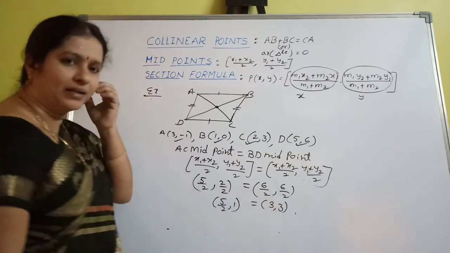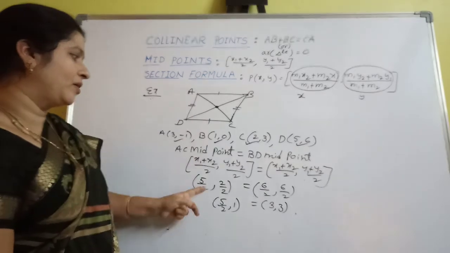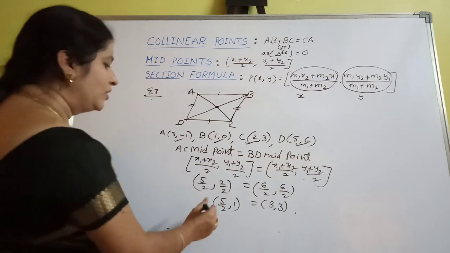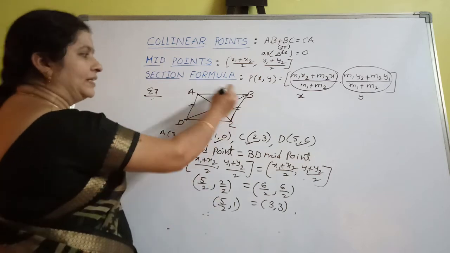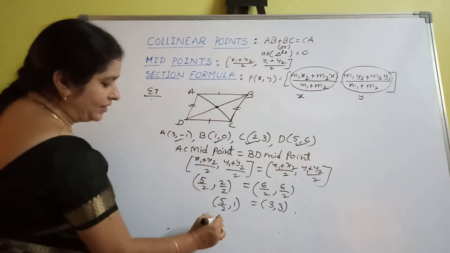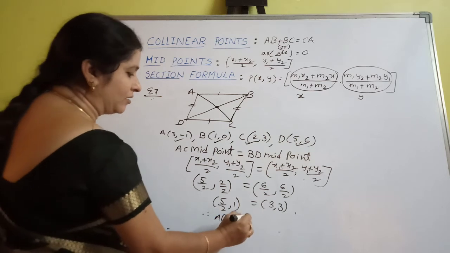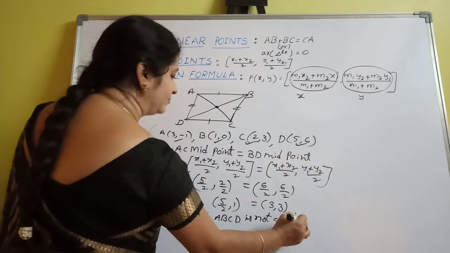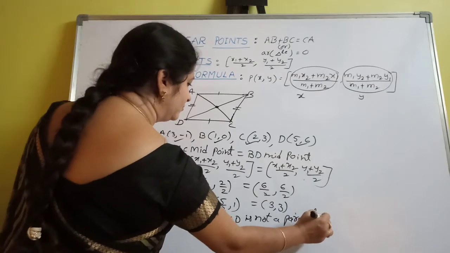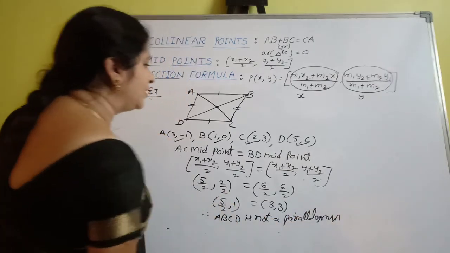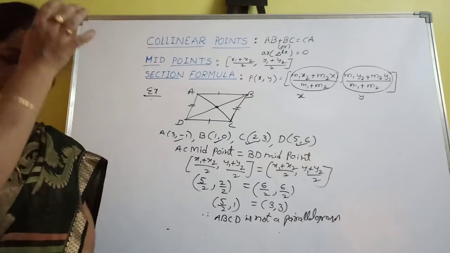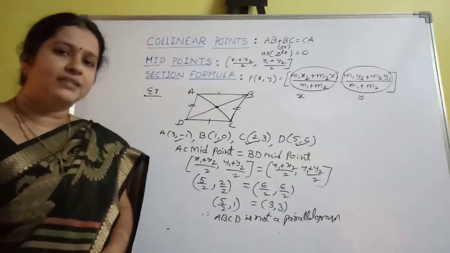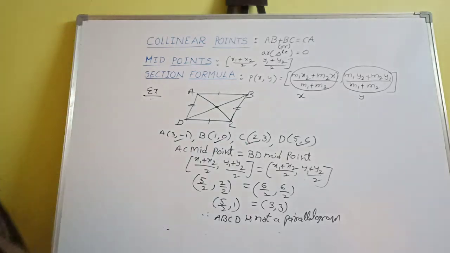So these two are not equal. The midpoints of the two diagonals are not equal. Finally, you got it: it is not a parallelogram. ABCD is not a parallelogram. So by using the midpoint formula also, you can prove whether these 4 points are the vertices of a parallelogram.